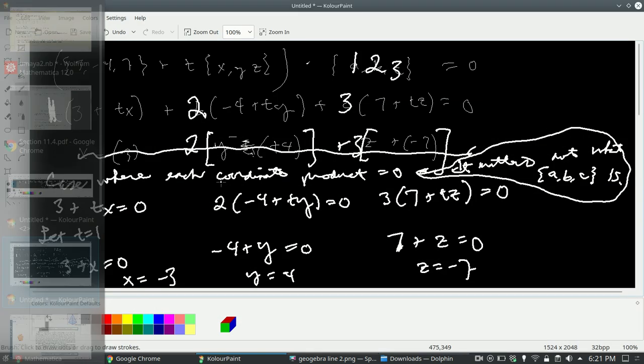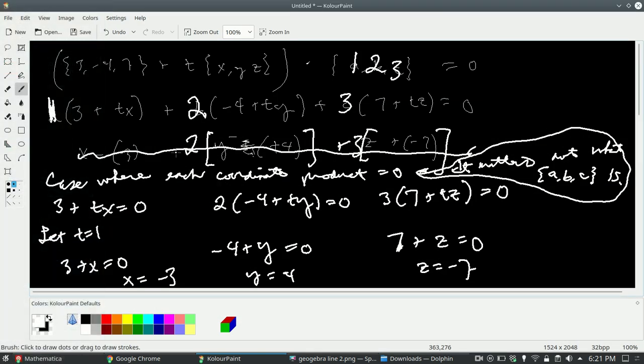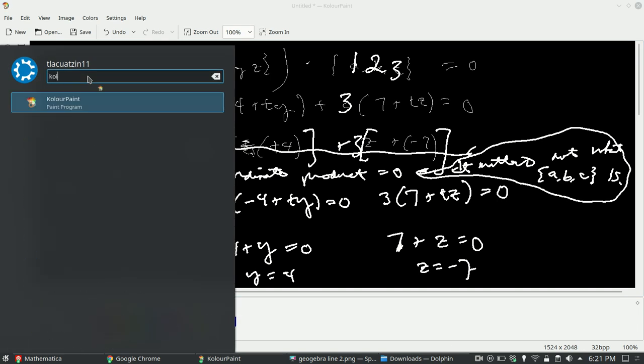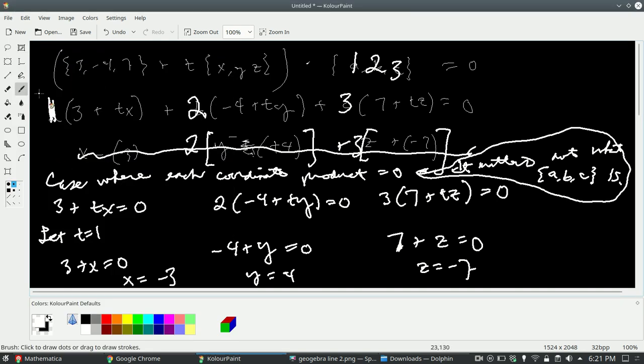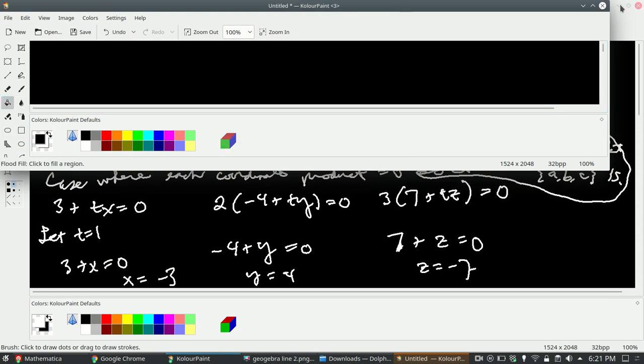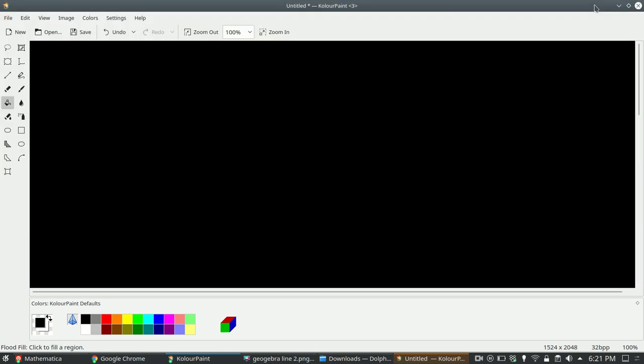So the way I got that was I did the dot product. Let me clean this up and show you what I did. This is called color paint. All right. Oh, I need a new one. All right. And then make this black, and then make this big. Okay, so here's how I did it.